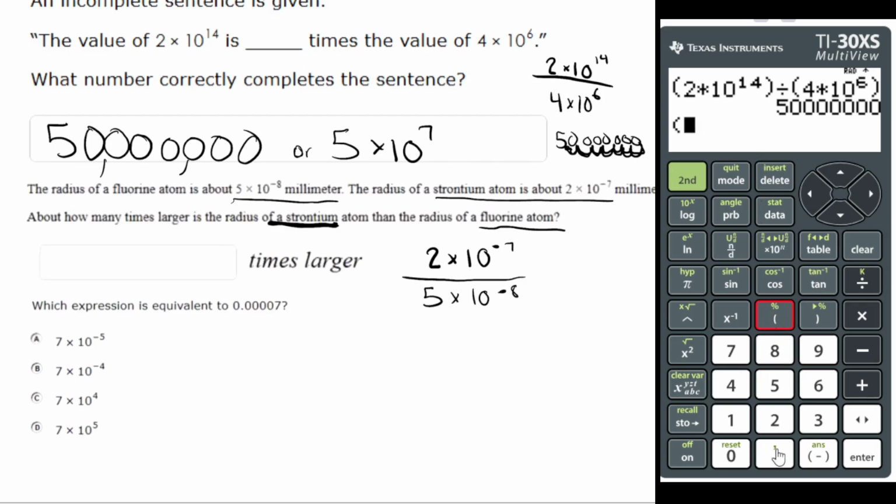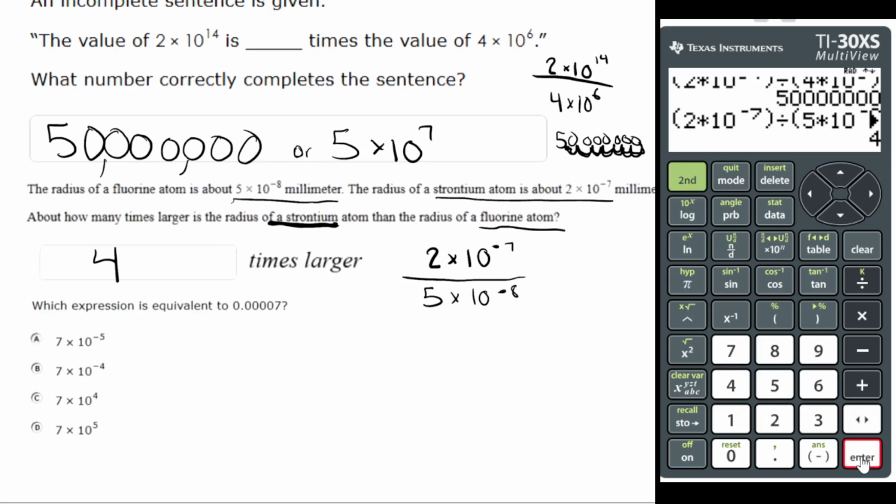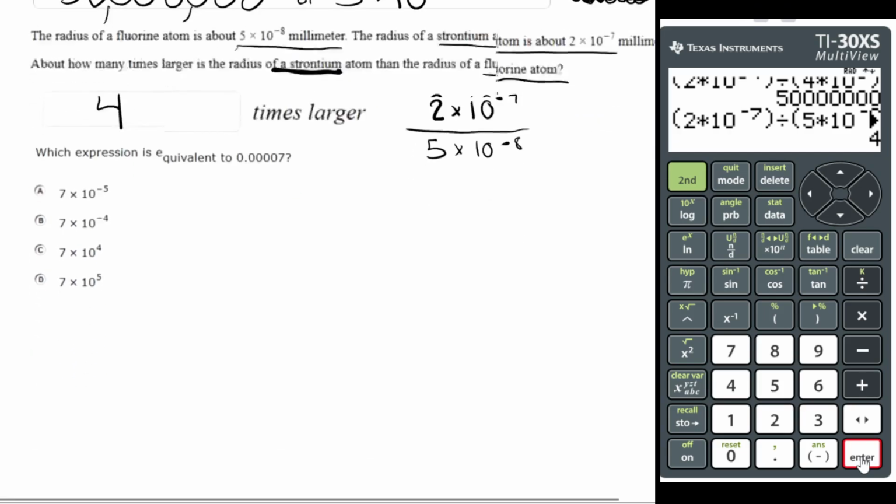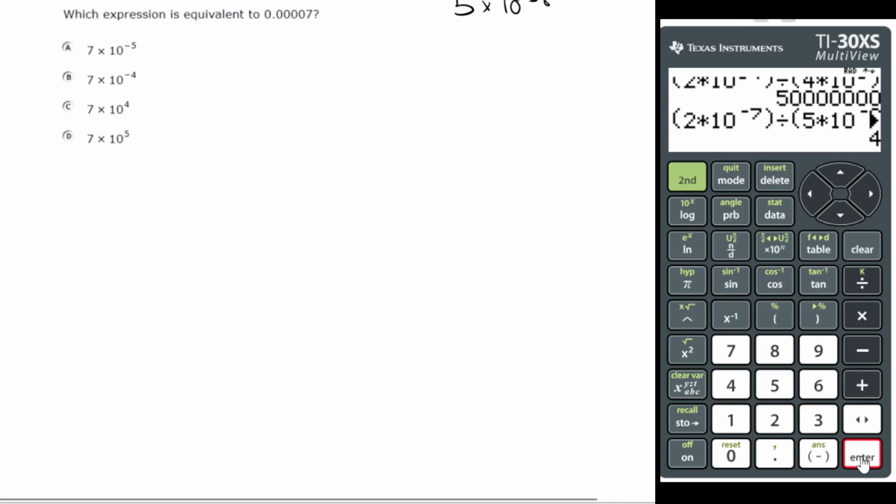And again, calculator. Use that calculator. 2 times 10 to the negative 7 divided by 5 times 10 to the negative 8. And you hit enter and you get 4. That's it. 4. Just use your calculator. Use your resources.